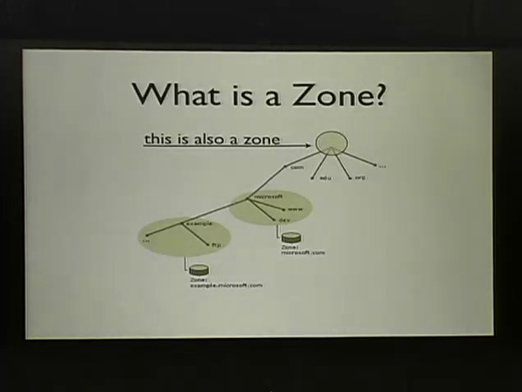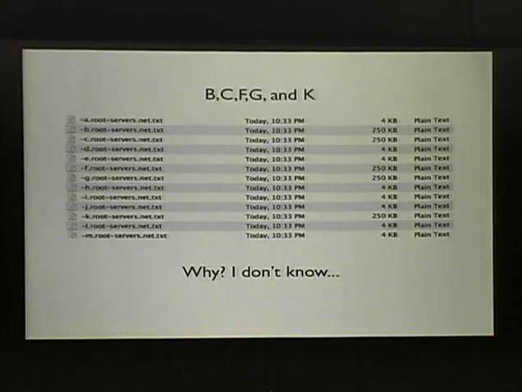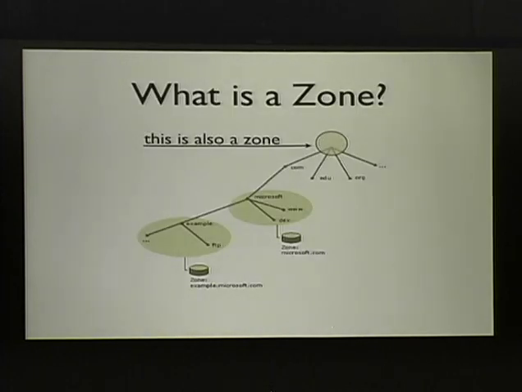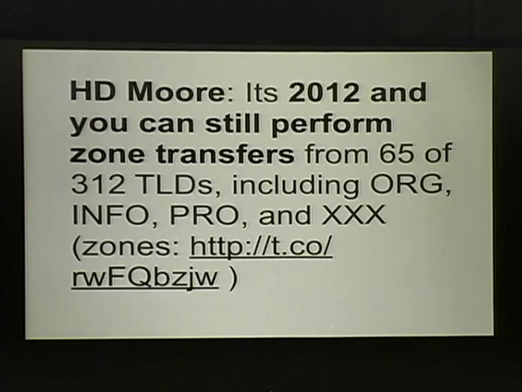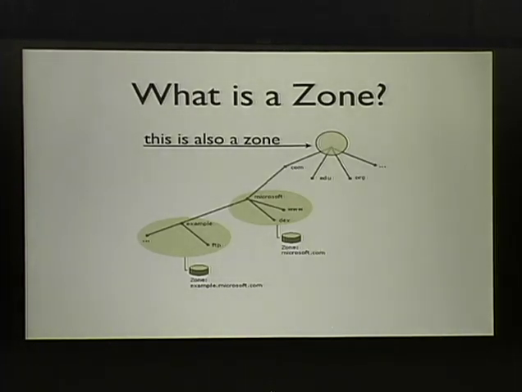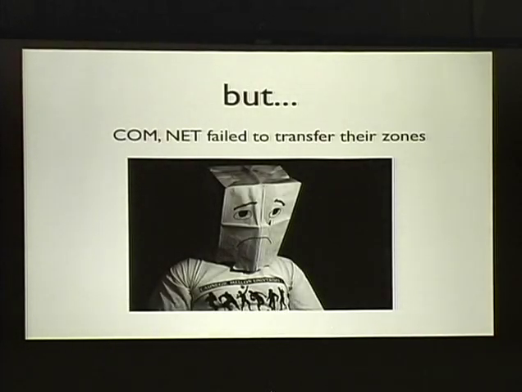This is also a zone. Anyone know what that is? So B, C, F, G, and K, the root DNS servers, also allow zone transfers. So we got org, info, and 65 other TLDs that allow zone transfer, and the root DNS servers. Now, I took this out of a talk that I did at Nova Hackers, but there was a .gov TLD that allowed zone transfers for a while too. Anyways. But CommonNet failed to transfer their zones.